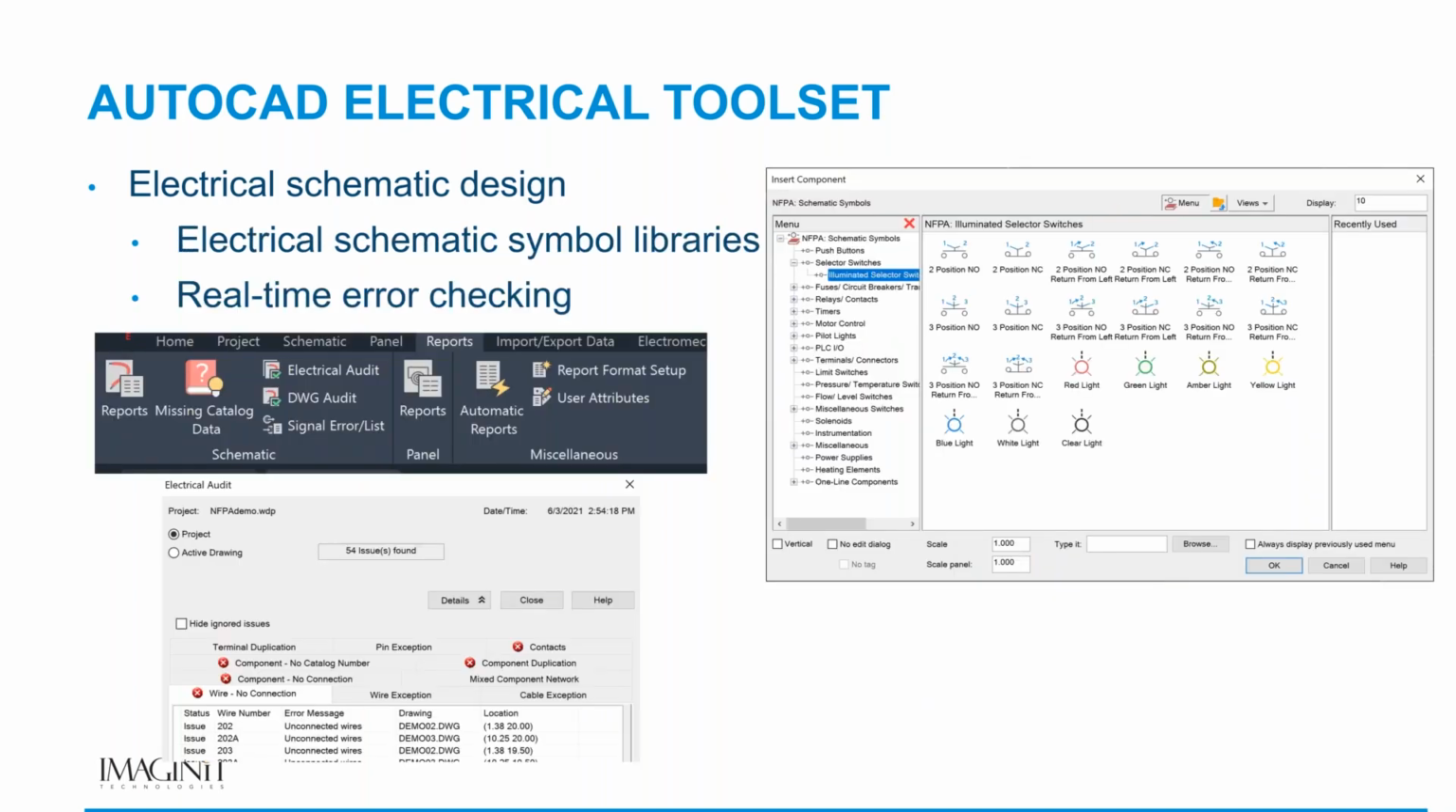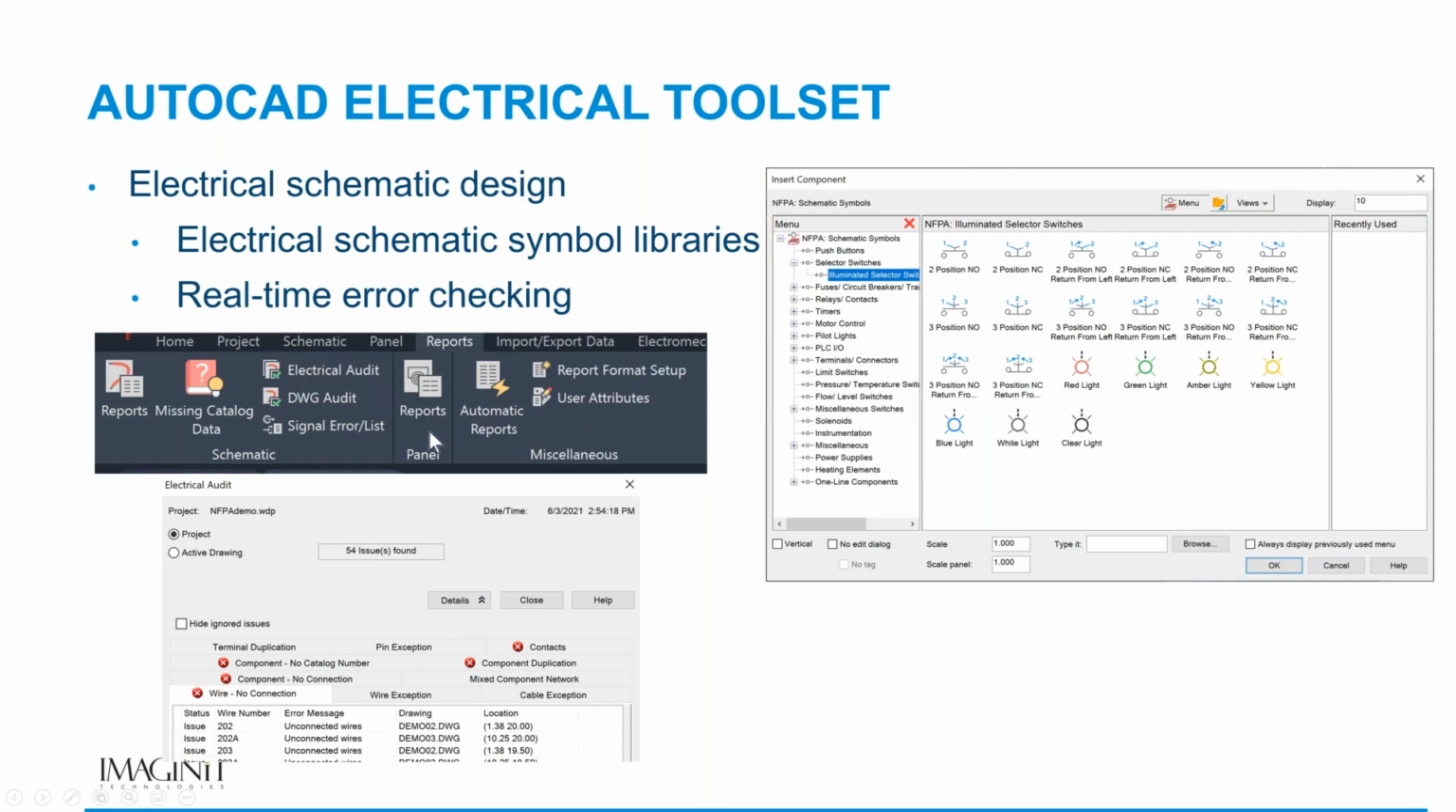And then we get to our electrical schematic symbol library. I'm looking at our NFPA, under selector switches and illuminated selector switches, and you're going to see that I have a 2-position normally open, 2-position normally closed, 2-position normally open, return from left, etc. So these things are all pre-built. I just click on one and it inserts just like a block.